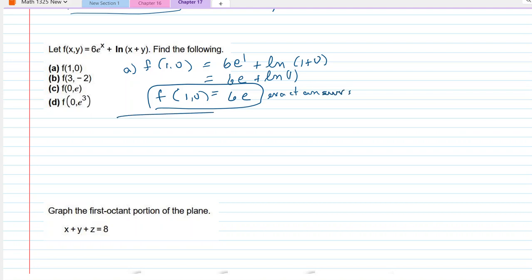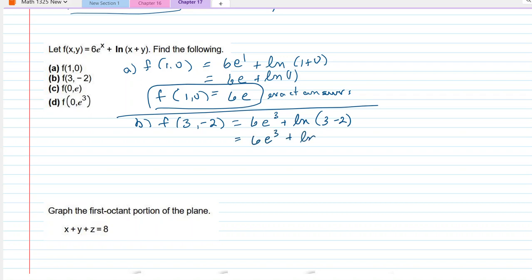Right. So now we're going to do our B. Our B says we're using f of 3 and negative 2. So I'm going to have 6e to the third plus ln of 3 minus 2. That means I'm going to have 6e to the 3 plus ln of 1, which we know is 0. Therefore, f of 3 and negative 2 is this exact answer.